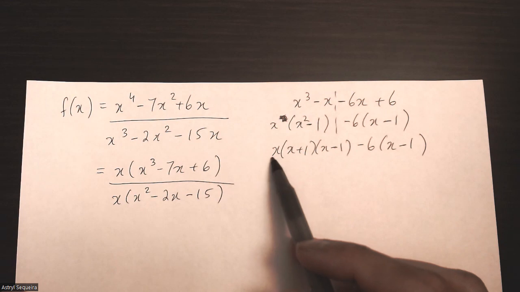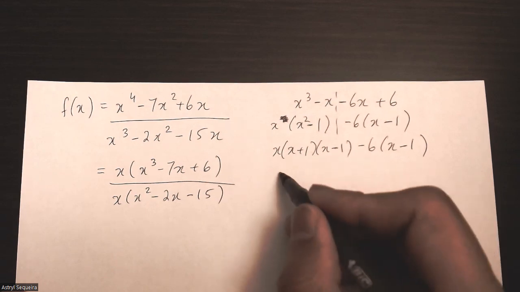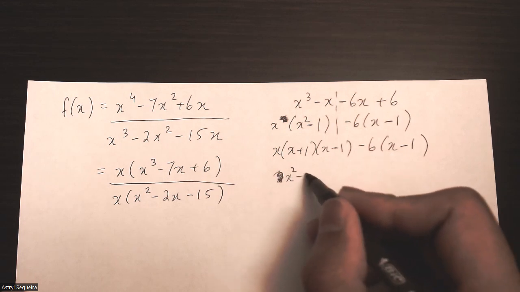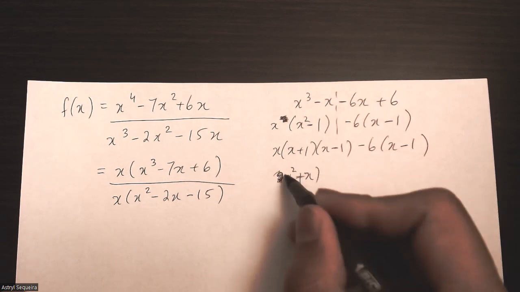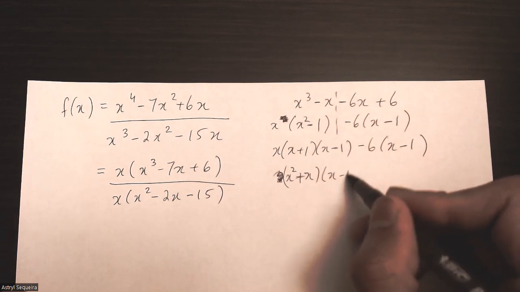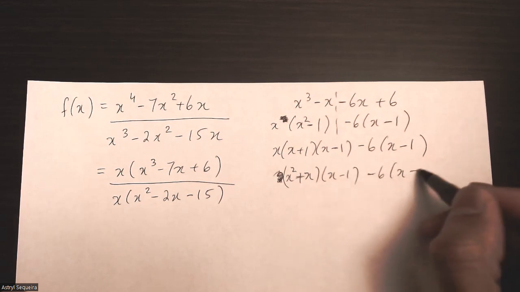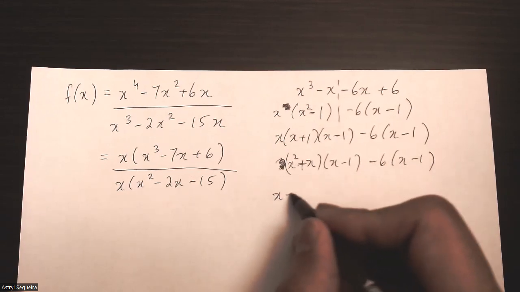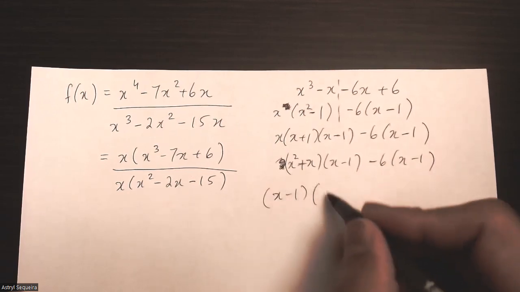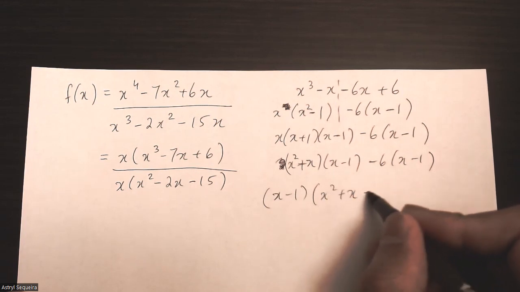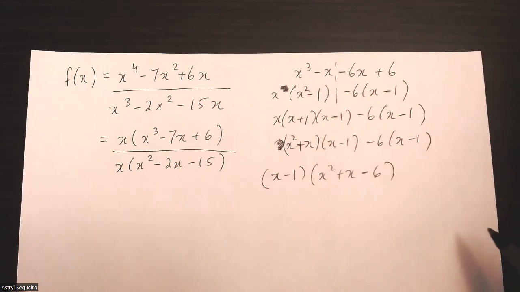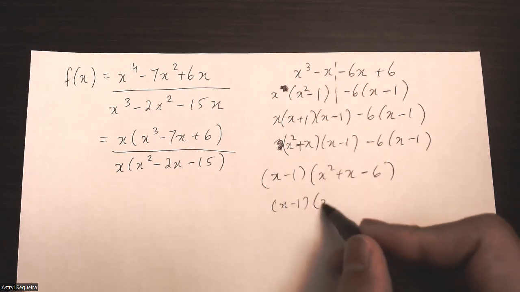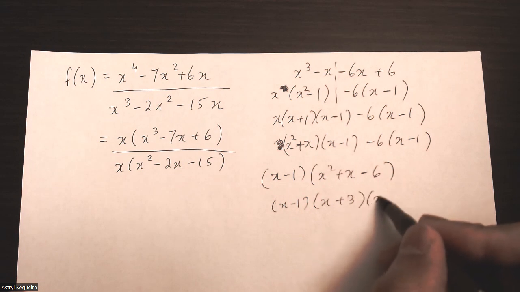And now I can multiply this x into this bracket over here. Oops, I had to write 2x. x squared plus x minus 1 minus 6, x minus 1. Now I can common factor out the x minus 1. And I'm left with x squared plus x minus 6. I can factor this further now into x plus 3 times x minus 2.